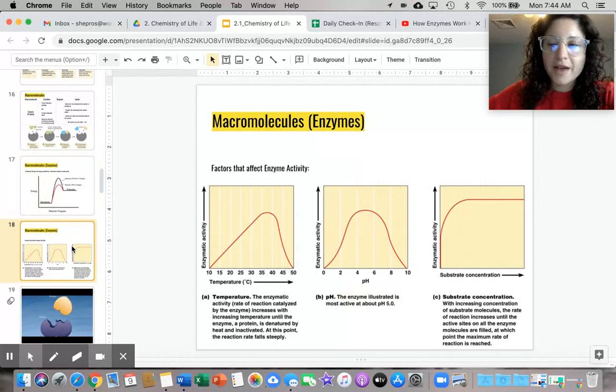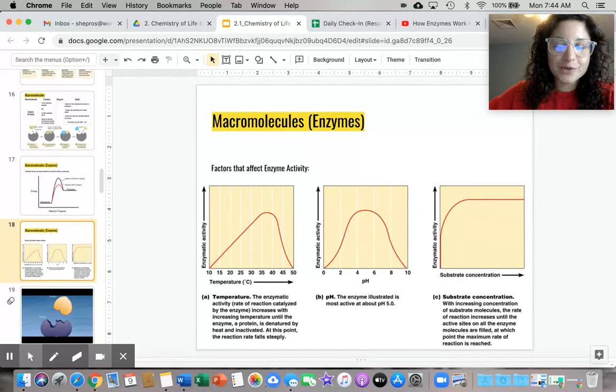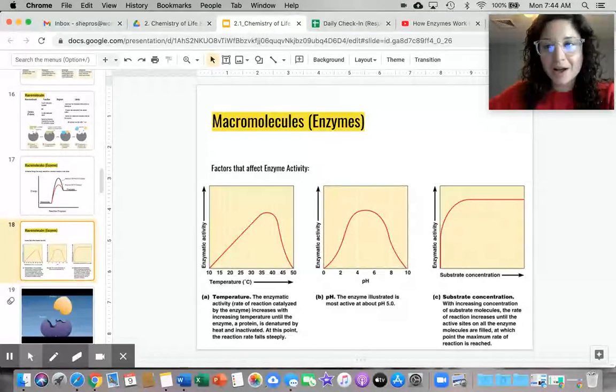There are a few factors that can affect how well your enzymes are working inside your body. Keep in mind, if your enzymes are not working properly, you die. You need your enzymes to be doing their specific jobs inside of your body in order to stay alive. So there are three things that will affect the enzyme activity, how well the enzyme can do its job, and we're going to look at it in these three graphs over here. The first thing that can affect how well an enzyme can do its job is temperature. This is in degrees Celsius.